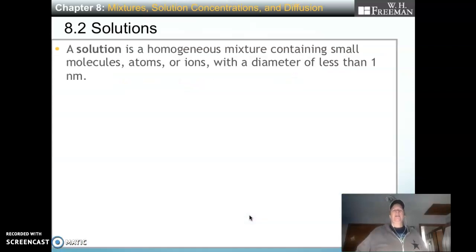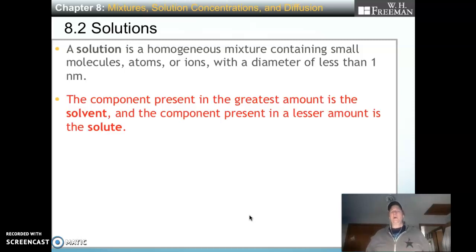Now, solution. That's what we talk about mostly in chemistry. This is a mixture. It is not a chemical compound. It usually takes a chemical compound mixed with another chemical compound. But you have very small molecules, atoms, or ions, depending on what you're doing. Their diameter, like I said, is less than 1 nanometer. You can't see them. The component present in the greatest amount is called the solvent.